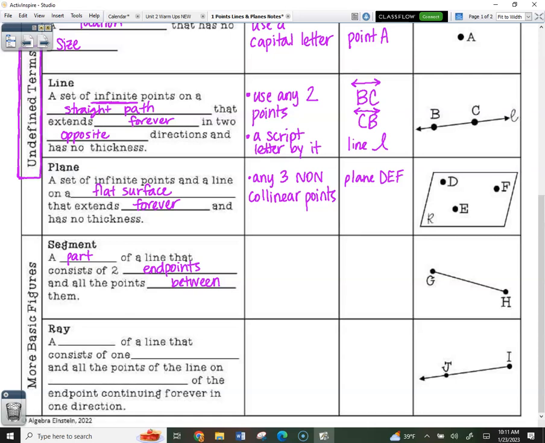How do you name a segment? Use the 2 endpoints. It's very important that you use the 2 endpoints because you're saying start at this letter, end on this letter, and that's the segment. So this could be named GH or HG. Now, above it, we don't want to draw the line symbol. This time we want to draw the segment symbol, which means we're just drawing this. It's almost like it has a hat.